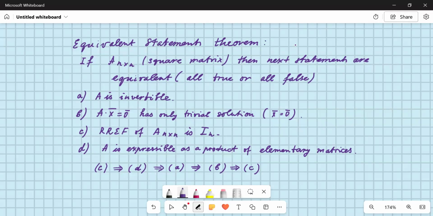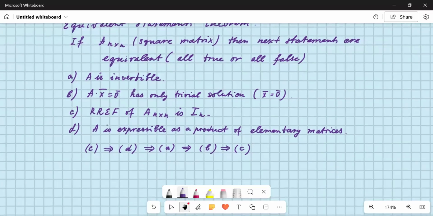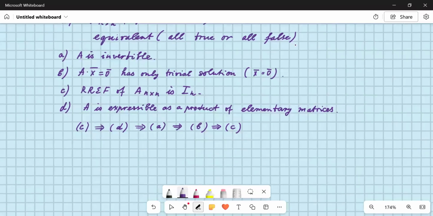I'm going to do the proof in order. I'm going to start with C, D, and then I'm going to move to A, B, and back to C. So it's going to be something like this: C to D, then D to A, then A to B, and then B to C. Kind of a weird way of doing this. Why? This is my choice. Well, guys, let's look at statement C.